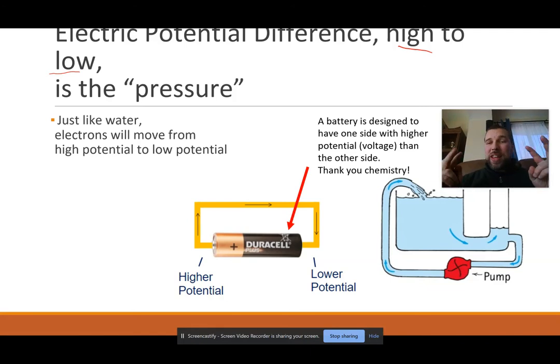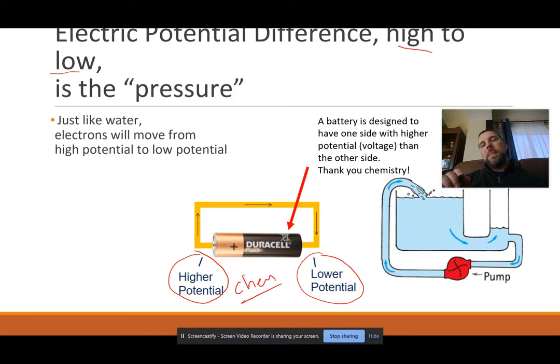So our downhill here is from the higher potential on one side of the battery to the lower potential on the other side of the battery. As long as we have a difference in potential energy there, and difference in potential energy per charge, thanks to chemistry, hooray, we're going to get electrons to flow as long as they have a path, just like the water did when we added a pump. So the battery is the pump.